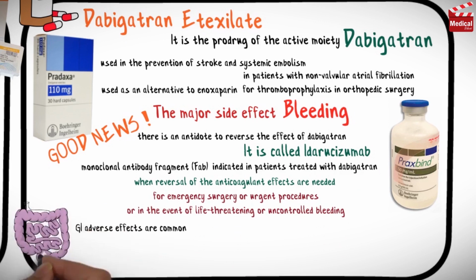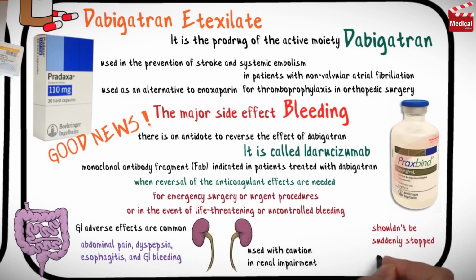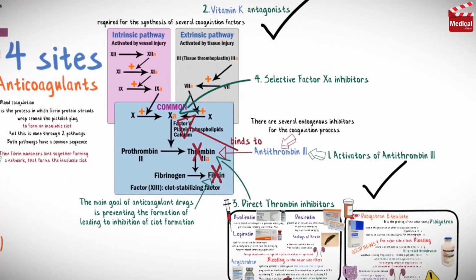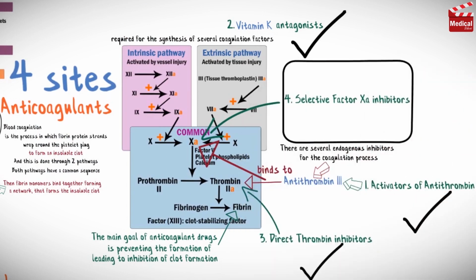Gastrointestinal adverse effects are common with this drug, and may include abdominal pain, dyspepsia, esophagitis, and gastrointestinal bleeding. Dabigatran should be used with caution in renal impairment. It shouldn't be suddenly stopped, as patients may be at increased risk for thrombotic events. The last type, the selective factor Xa inhibitors.